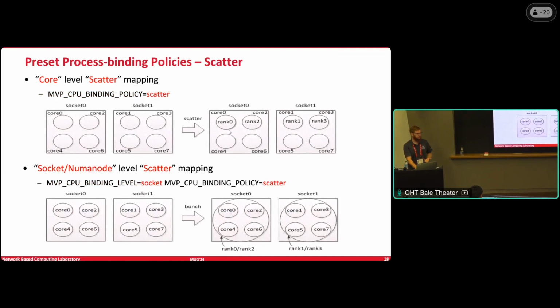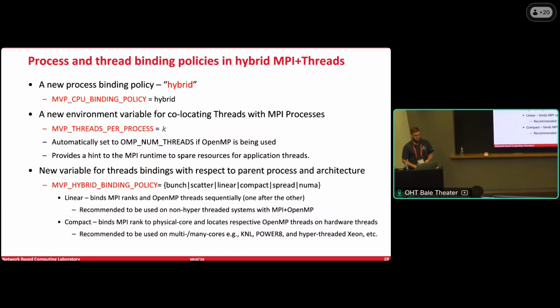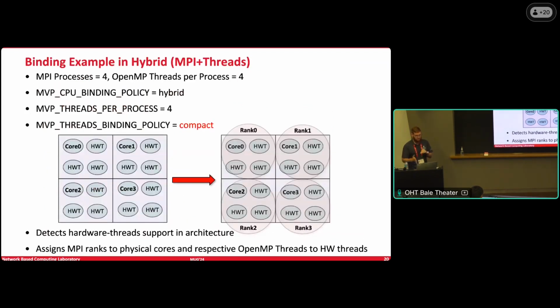And that's obviously going to hinder performance if I'm trying to take advantage of multi-threading. So by having these environment variables that allow you to set multiple threads per process, you can account for an application that also takes advantage of threading. So we set this with our hybrid binding policy environment variable, and we have a couple main ways to do this. The first is going to be compact.